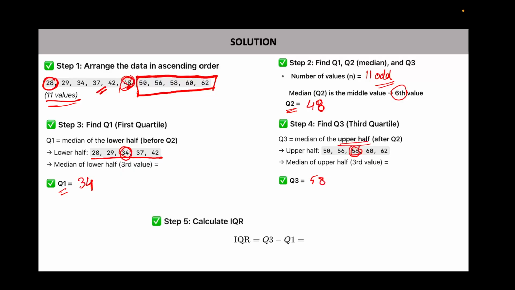Now we just need to calculate the interquartile range, which will be the difference between your Q3 and Q1. So your Q3 value was 58 and your Q1 value is 34.